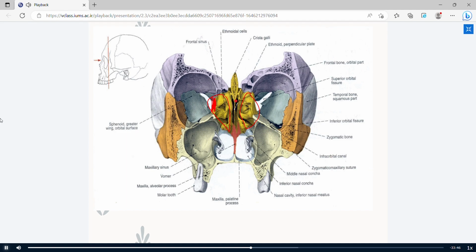And you can see a vertical plate or perpendicular plate forms the nasal septum in the nasal cavity, and at the posterior it is inserted to the vomer bone. The nasal septum is completed with the ethmoid bone and vomer bone. This is the crista galli, the upper projection of the perpendicular plate.